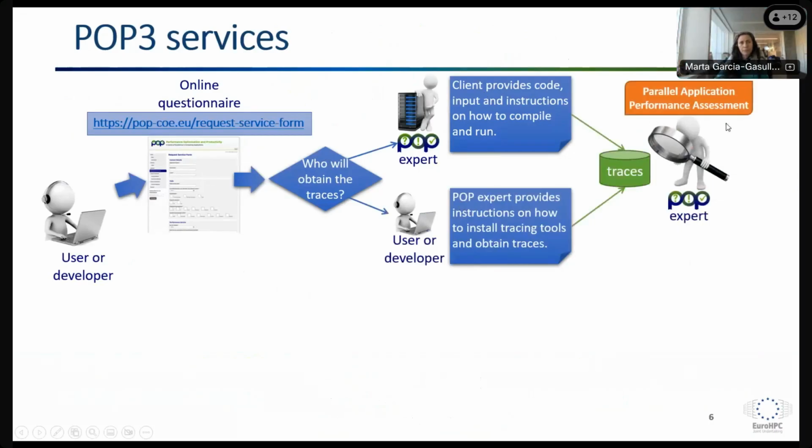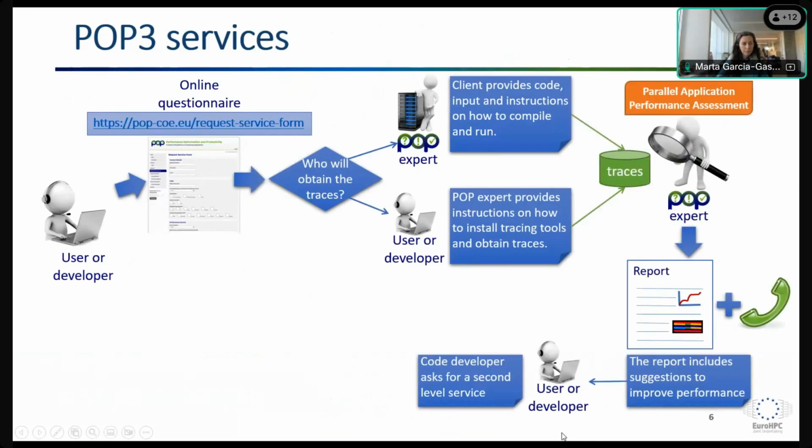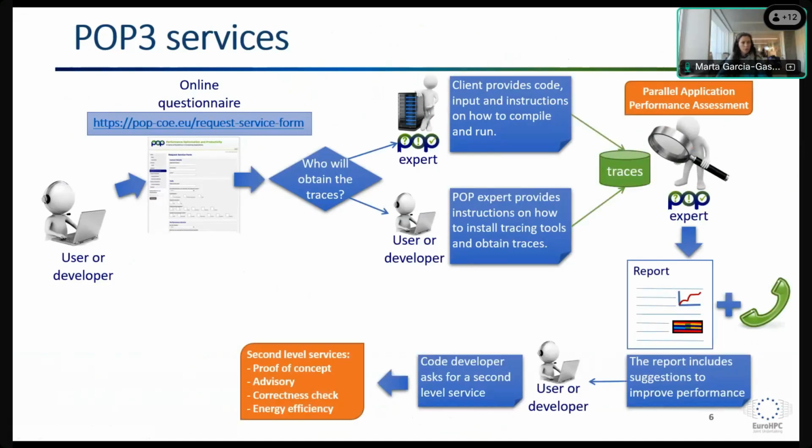From that performance assessment, which is the main service of POP, we will provide a report and explain all the findings in a meeting, in a call to the customer. From here, if there is the possibility, the customer can ask for a second level service. We provide different kinds of second level services: proof of concept, where we do the modifications that we suggested; advisory study, where we analyze any change in the code done by the customer; correctness check; and energy efficiency.